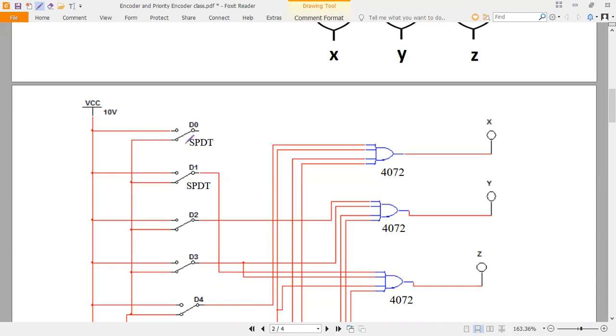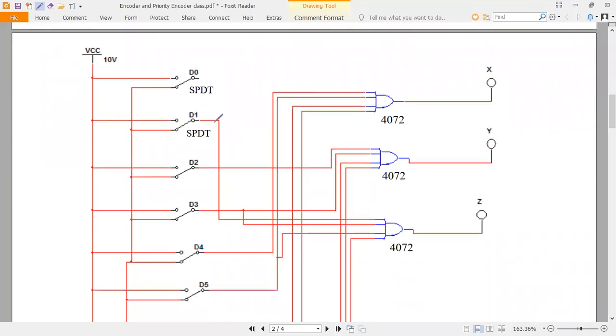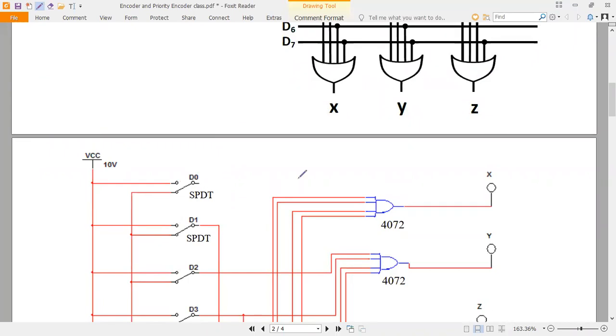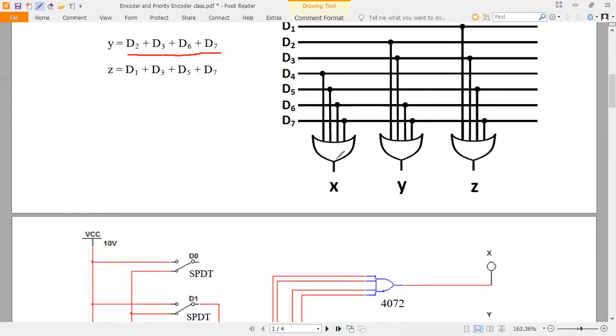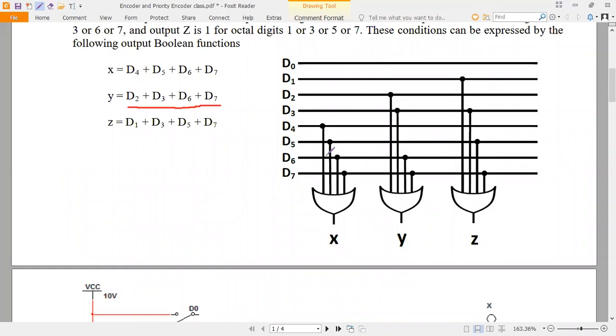So here this is the switch. It can move up and down. When the switch is connected to VCC, D0 will have the value logic 1. When the switch is connected to ground, D0 will have the value logic 0. Now here, D0 is not connected to any of the OR gates, right?